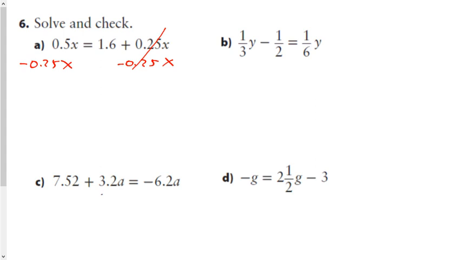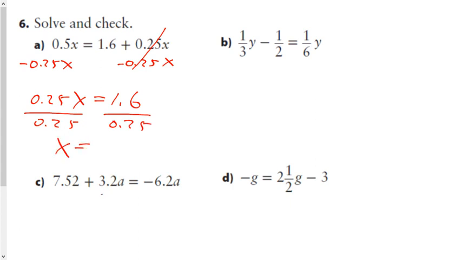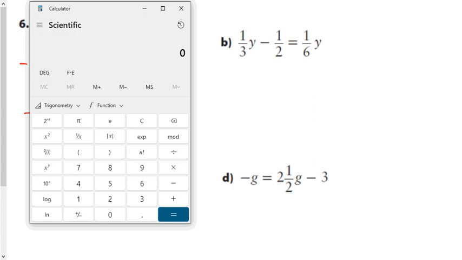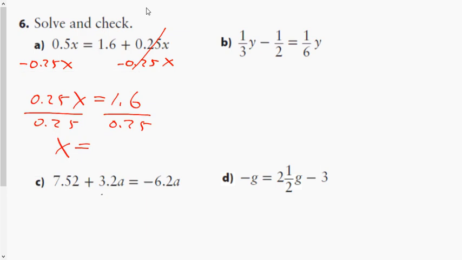So by adding a negative quarter x to both sides, I end up with a positive quarter x equals 1.6. Divide by the coefficient, and x will equal, well, how many quarters are there in $1.60? So 1.6 divided by 0.25. There are 6.4 of them. So my answer is a positive 6.4.